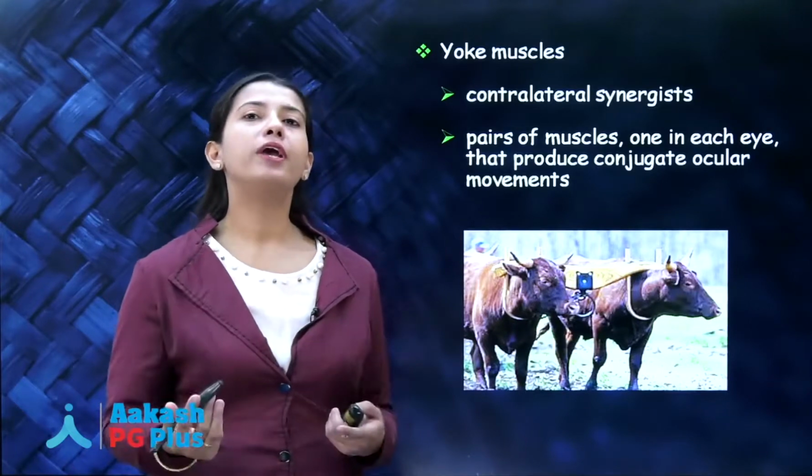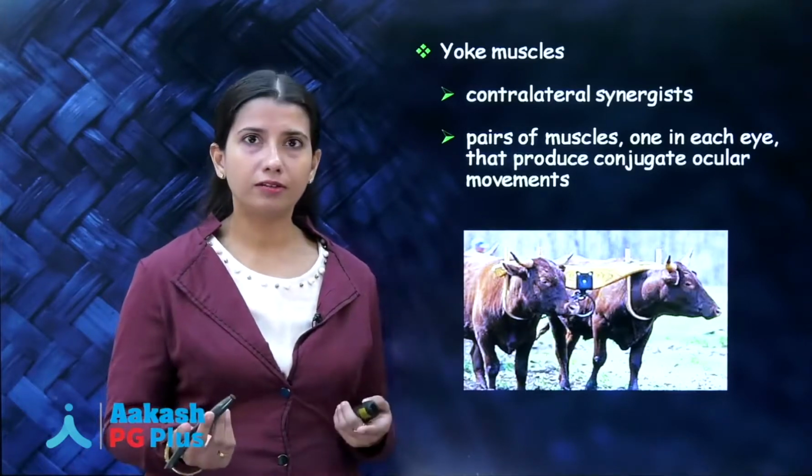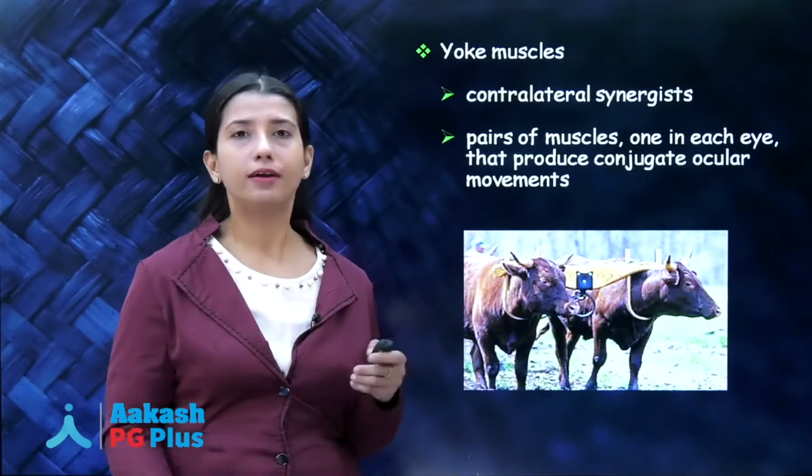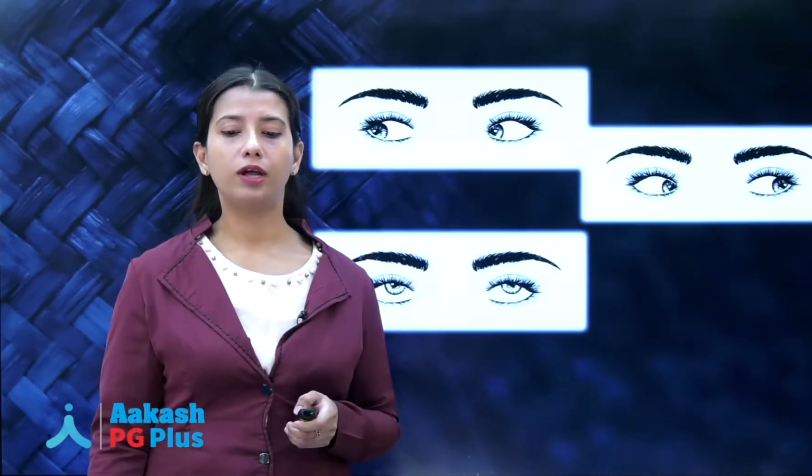So when we are looking at the object of interest, both the eyes are looking at it. Like when we look to the right, both my eyes move towards the right so that I can look at the object at right. This is known as dextroversion. When I look to the left, this is levoversion. When I look up, it is supraversion. When I look down, it is infraversion.